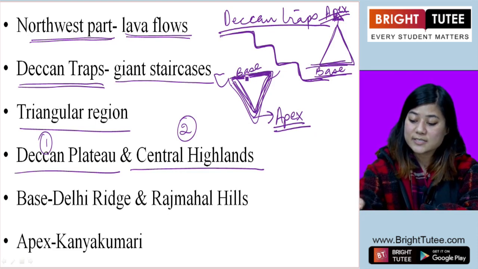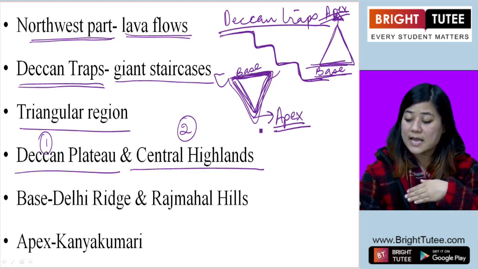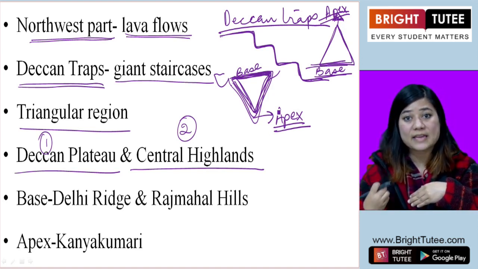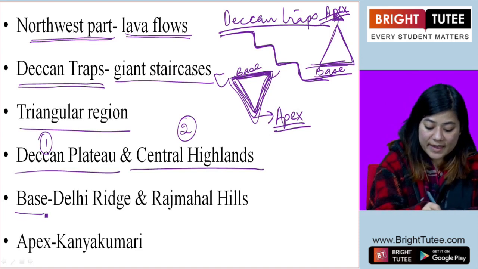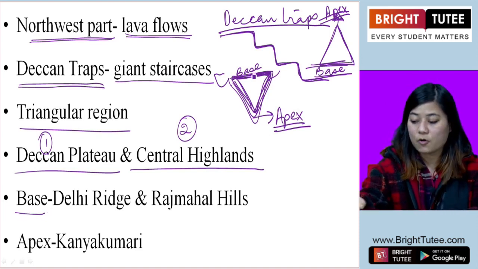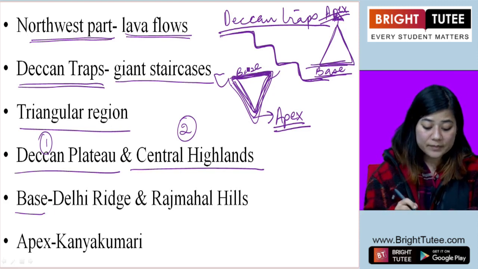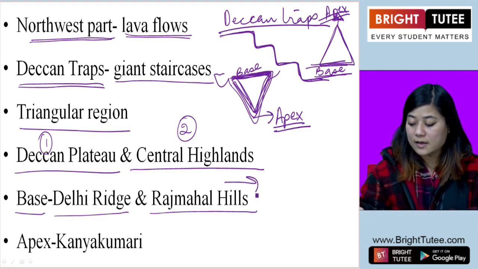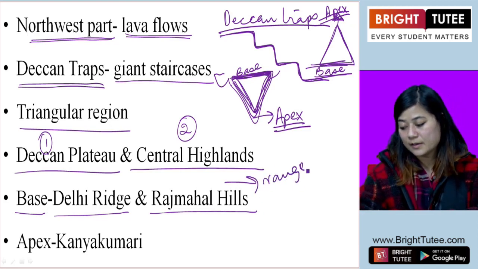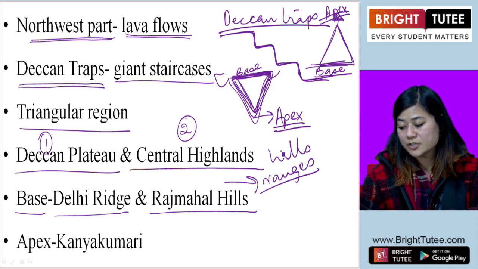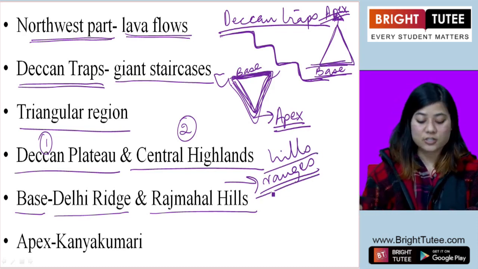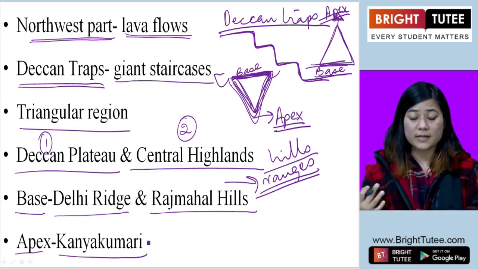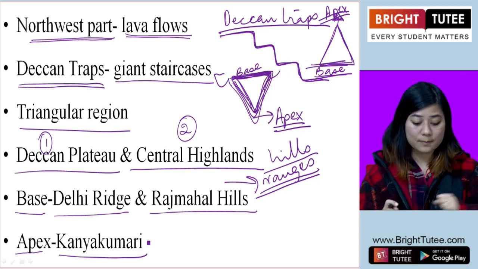As you can see, the base is towards the northern plains and the apex is towards Kanyakumari, the southern tip of mainland India. So the base of the Peninsula Plateau of India has the Delhi Ridge and Rajmahal Hills. These are ranges of hills, just like mountain ranges, and at the apex we have Kanyakumari.